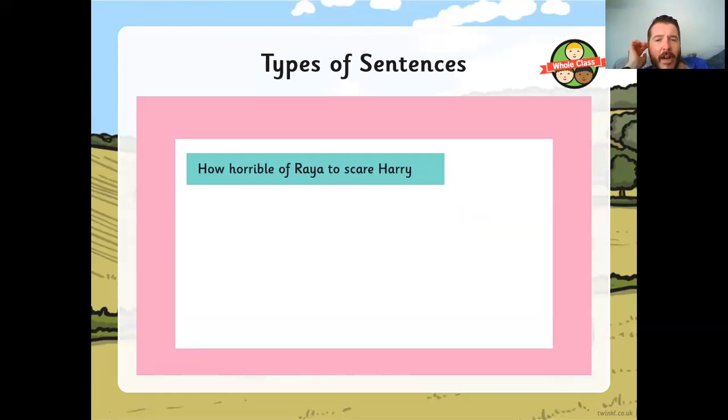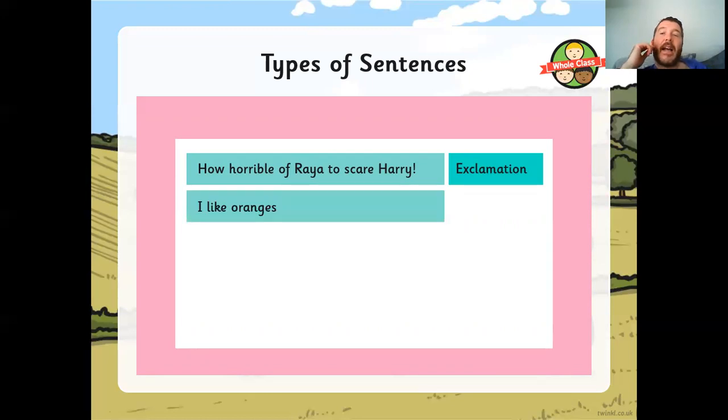How horrible of Rhea to scare Harry. Exclamation or statement. Think about what it starts with. Think about the structure of it. How horrible of Rhea to scare Harry. Let's have a look. It's an exclamation. Well done. Next one. I like oranges.